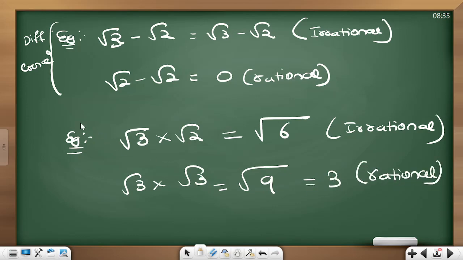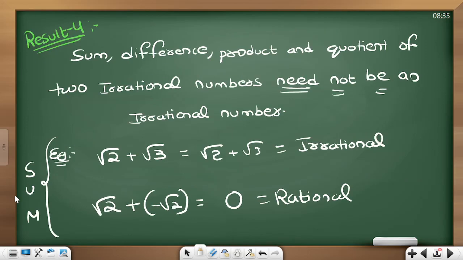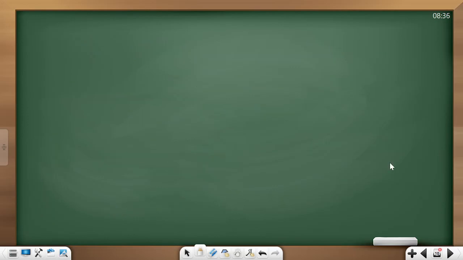So that's going to be rational. So sometimes even in multiplication you are getting rational, sometimes you are getting irrational. Even that is true with division also. So result 4 is very important: sum, difference, product and quotient of two irrational numbers need not be an irrational number. Correct?